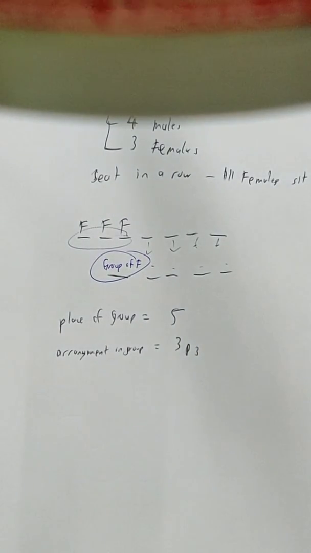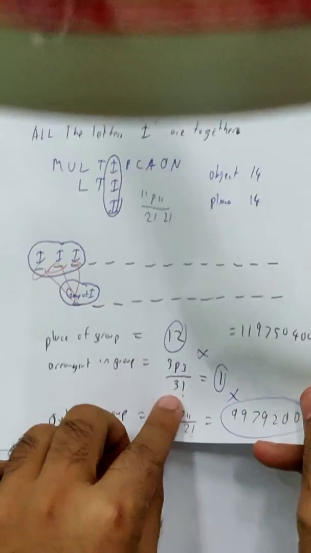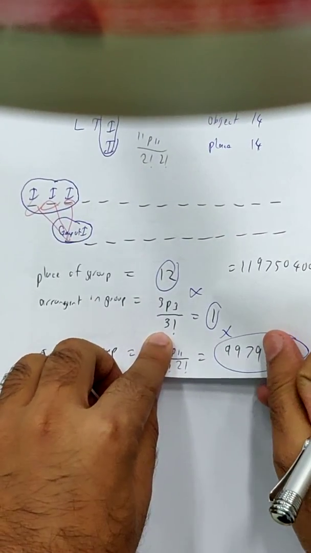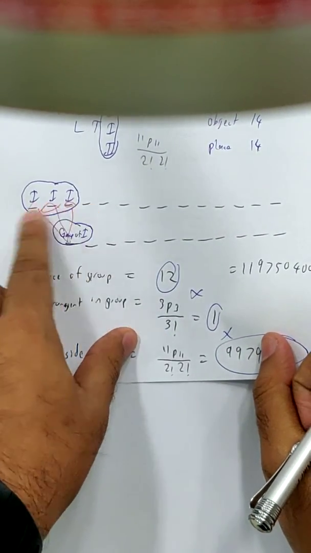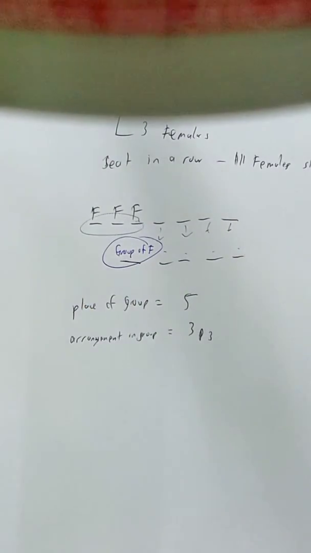Should I divide by 3 factorial as what we did just now? Why not? They are not identical. Humans are not identical. Okay? For the example just now, we divided by 3 factorial. This is because the arrangement in group is I. Alphabets are identical. For this case, humans are not identical.